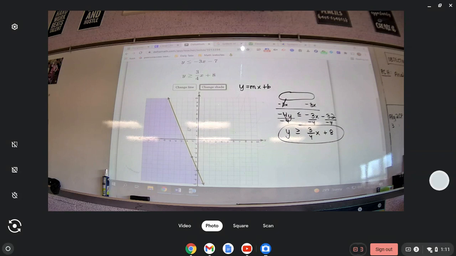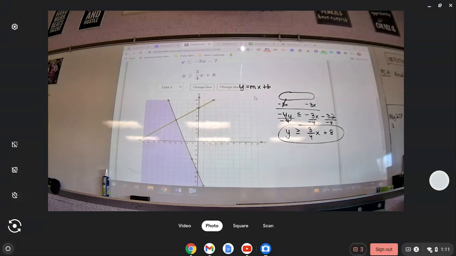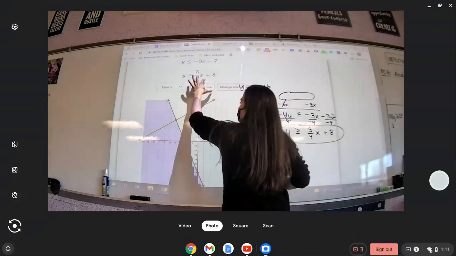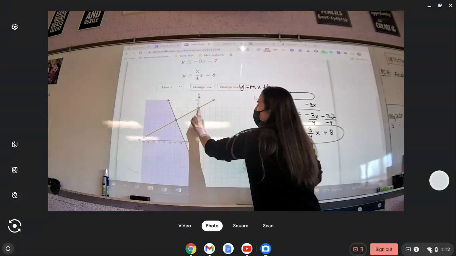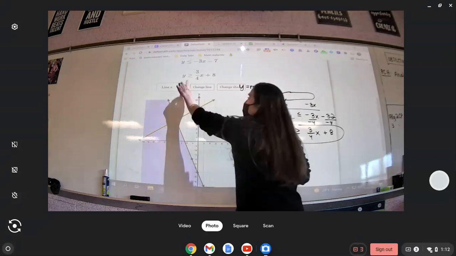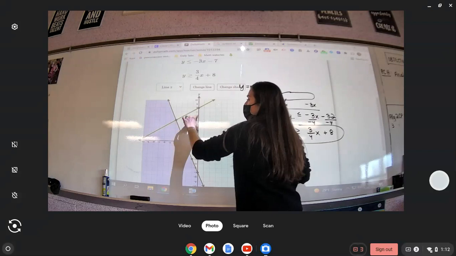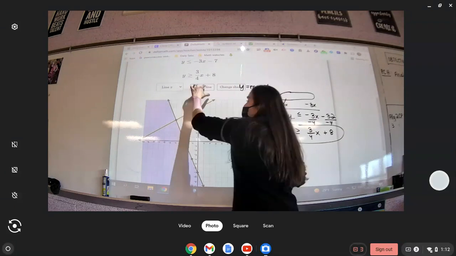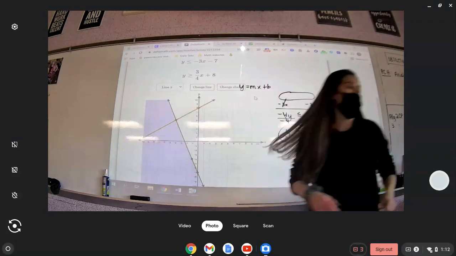Positive 8 is its Y-intercept. And then 3/4. So you could go up 3 and right 4, but that breaks me off the graph. So I'm going to do the opposite, and I'm going to go down 3 and left 4. Good? And then our shade. We got Y above it on this side, and we got Y below it on that side. If I want Y to be greater, should we be above or below? Above. So on this side here.